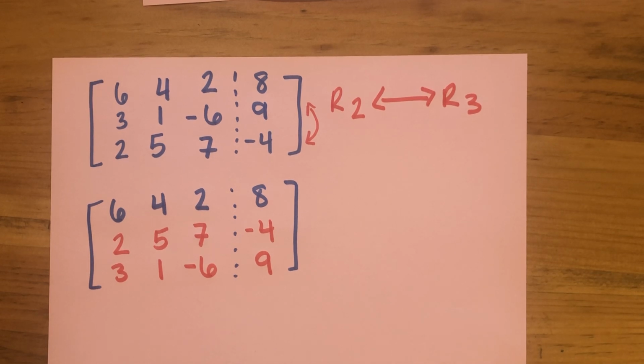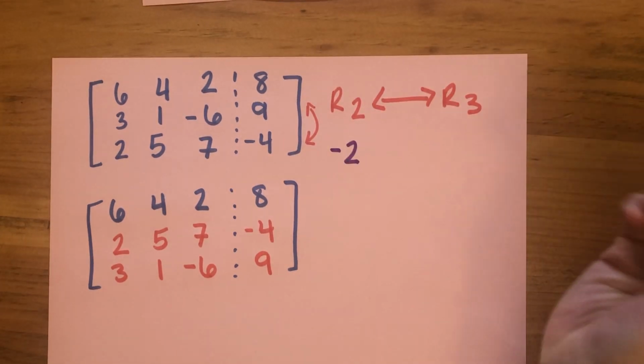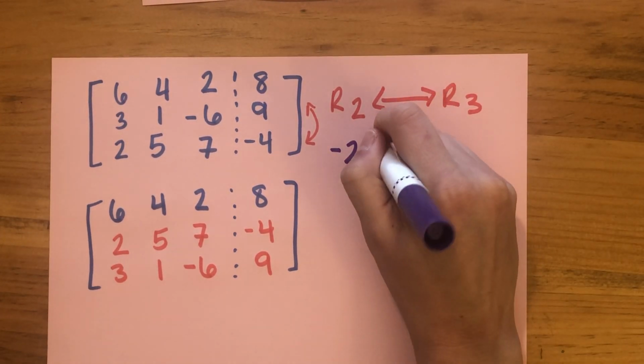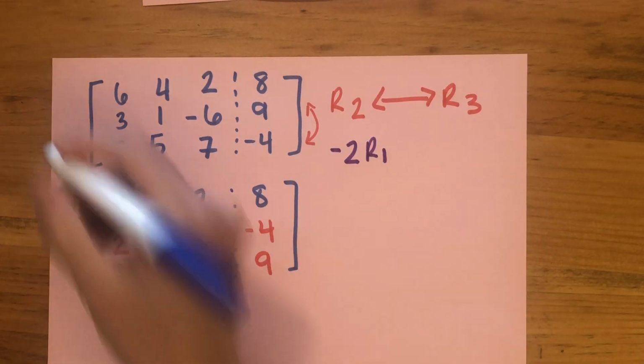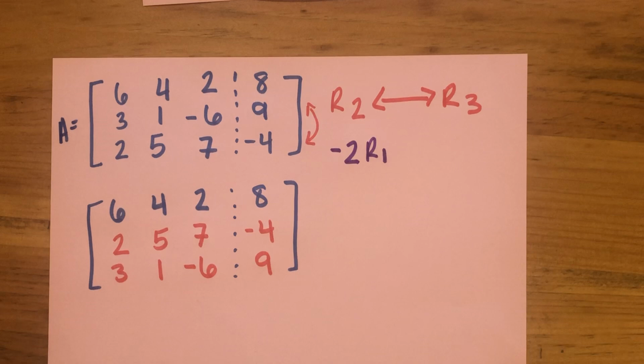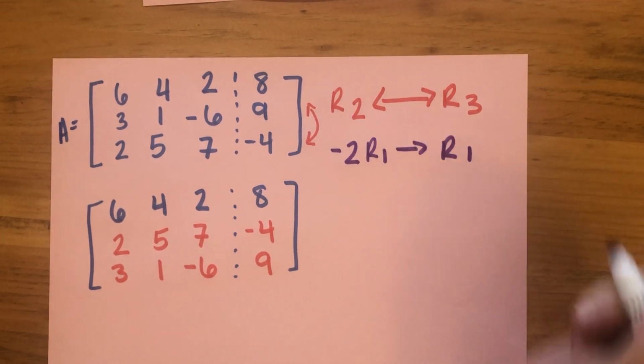Now, let's say I want to do -2 times row 1, and we're going to do everything to A. So -2 times row 1, and we're going to keep it in row 1.